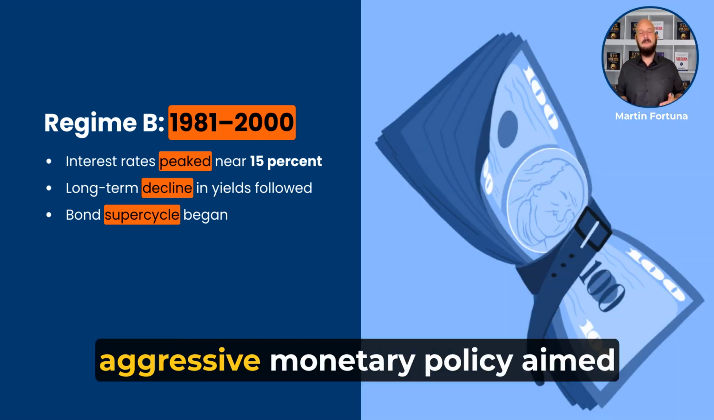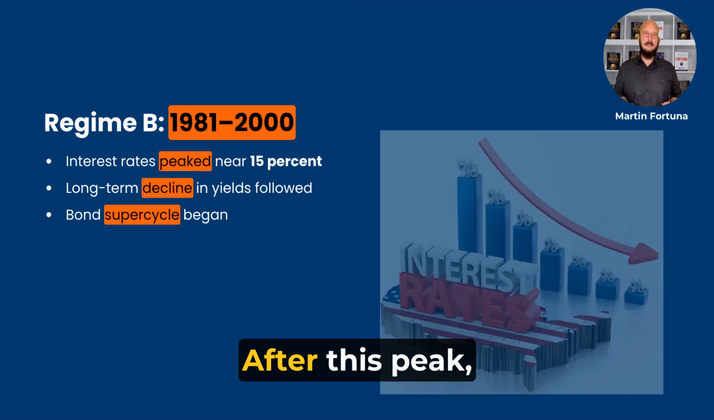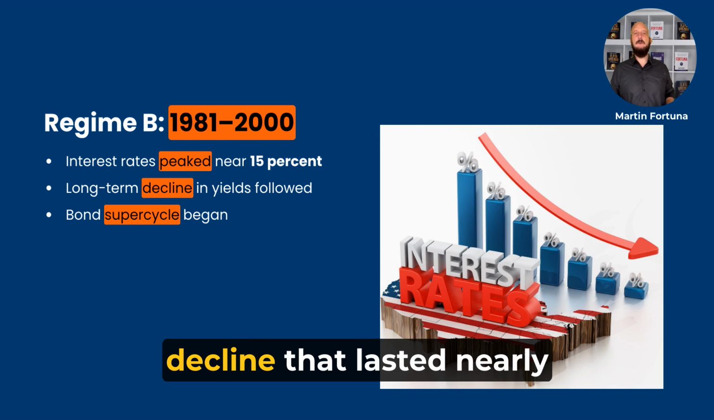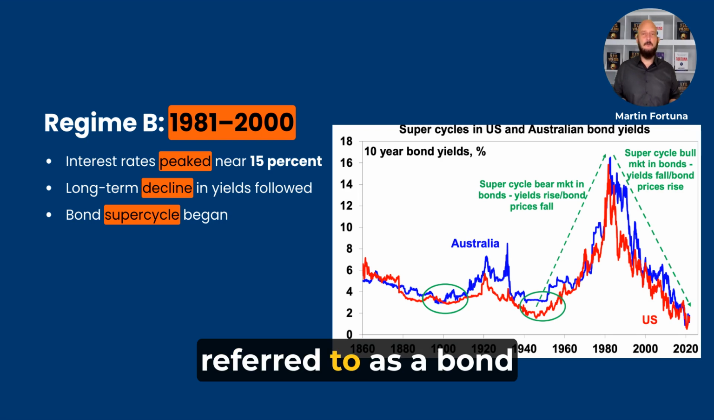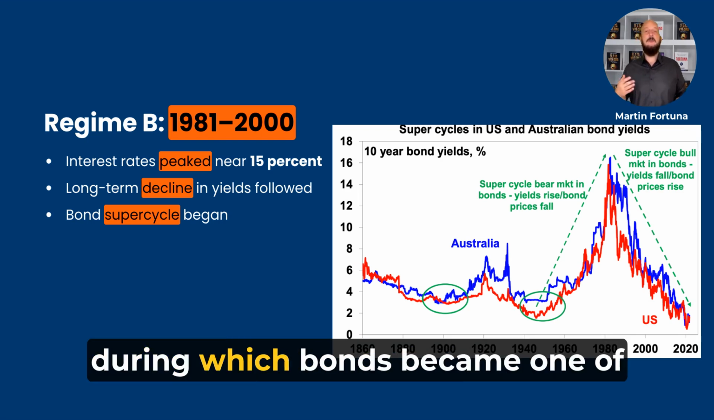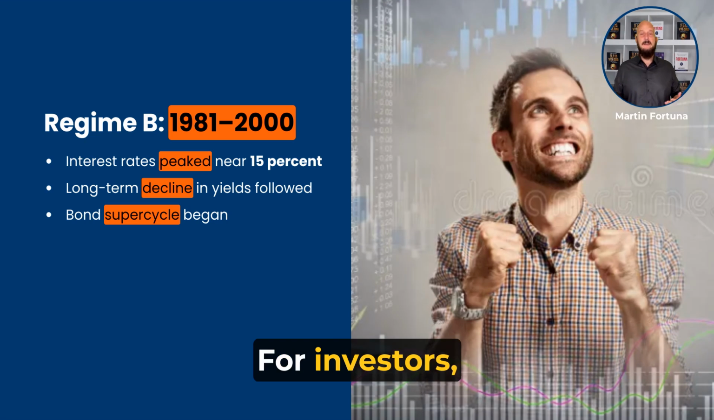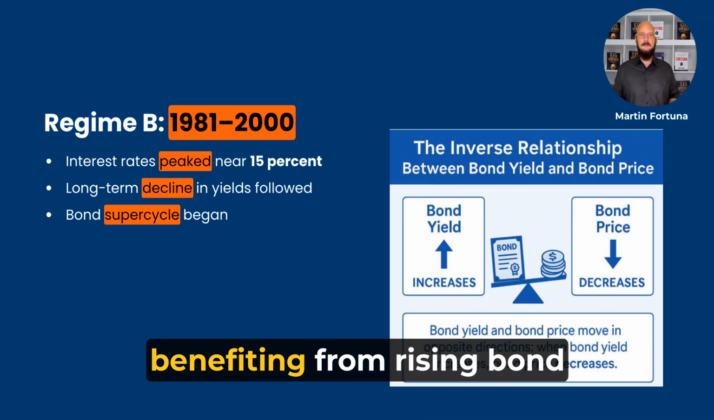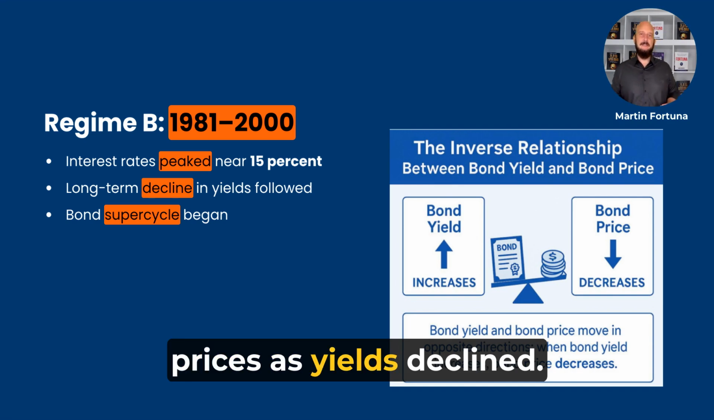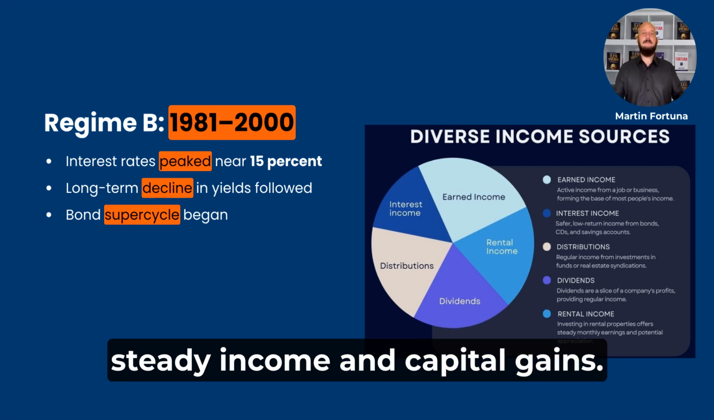This was the result of aggressive monetary policy aimed at controlling the high inflation of the 1970s. After this peak, interest rates began a long-term decline that lasted nearly 2 decades. This created what is often referred to as a bond supercycle, during which bonds became one of the most attractive and reliable investment options. For investors, this was a highly favorable environment. They were able to lock in high interest rates while also benefiting from rising bond prices as yields declined. This combination provided both steady income and capital gains.